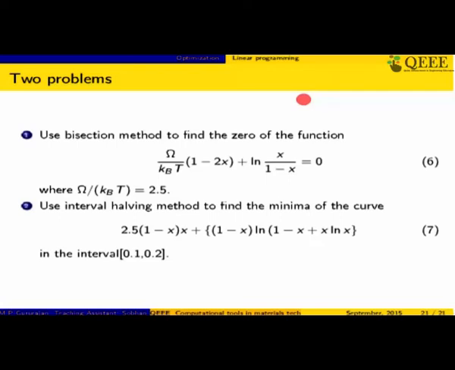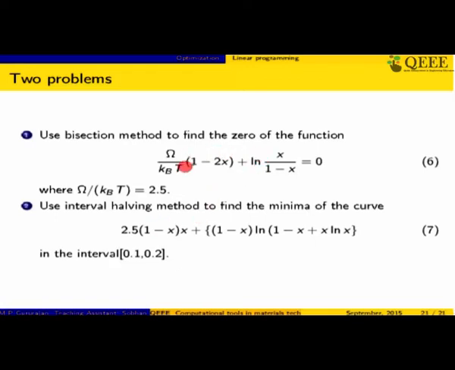Okay. One is to use the bisection method to find the zero of the function, where omega is 2.5. We have already identified a solution for this particular case, but by using the direct method, interval halving method. And then to find the minima of the curve in the interval 0.1 to 0.2 using the interval halving method. So this is what we discussed during the session itself.